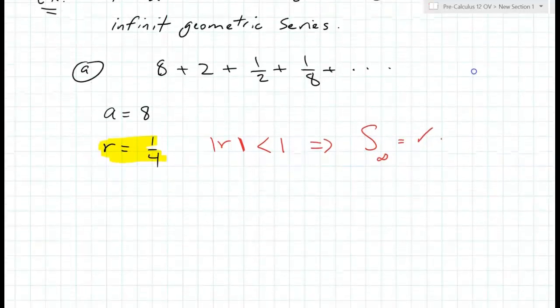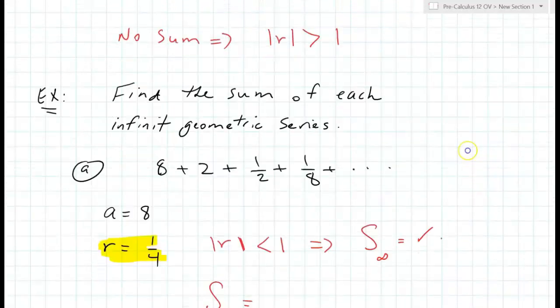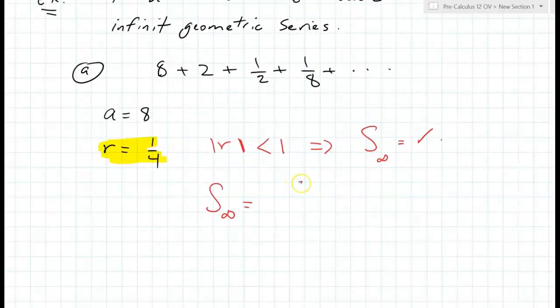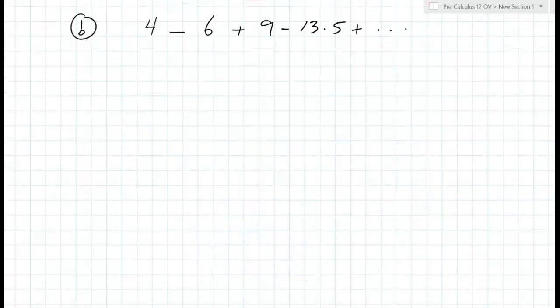So now we're going to go through and plug it in. So what do we have? We have the infinite geometric series equals, and we're going to use the formula that we have. A on top, which is your first term, 8, divided by 1 minus a quarter. So 8 divided by 3/4. In this case, that would be 32 divided by 3. That is it.